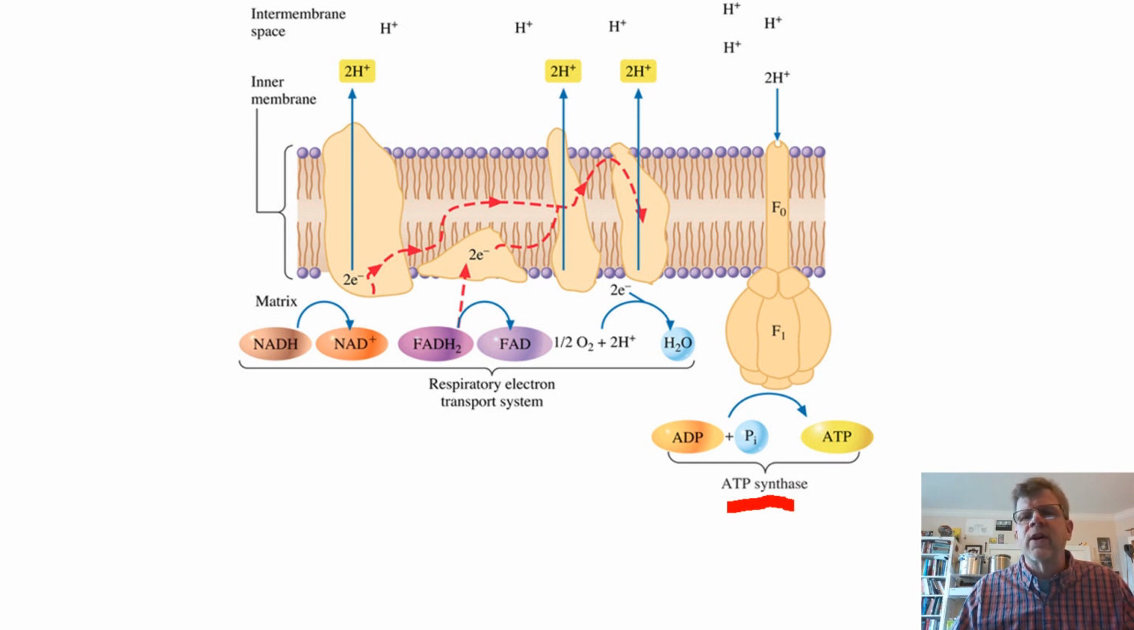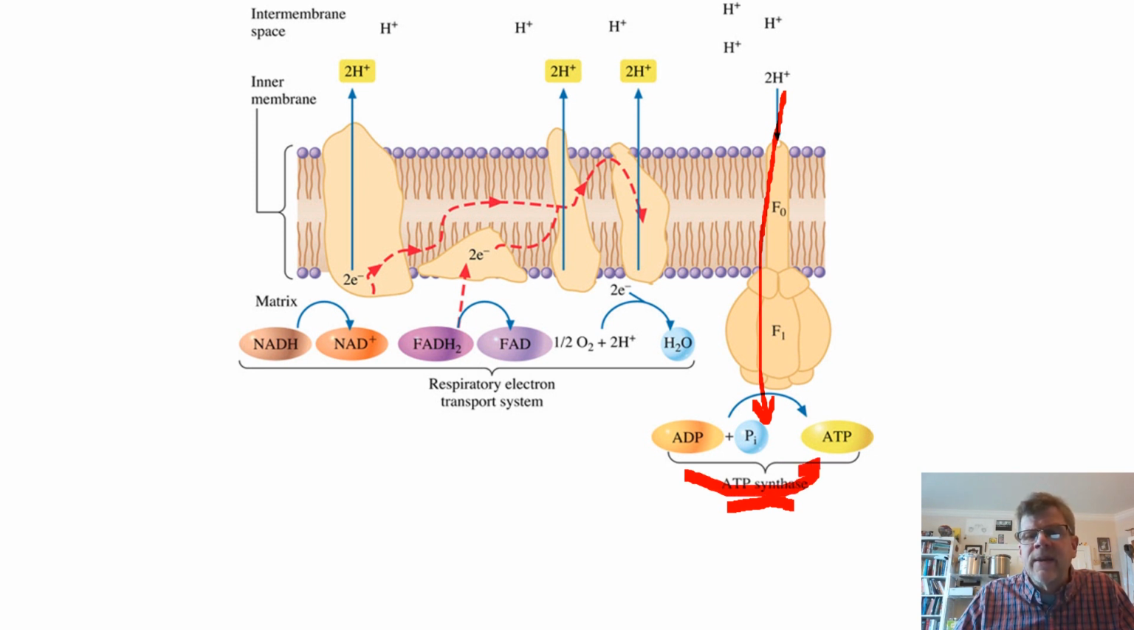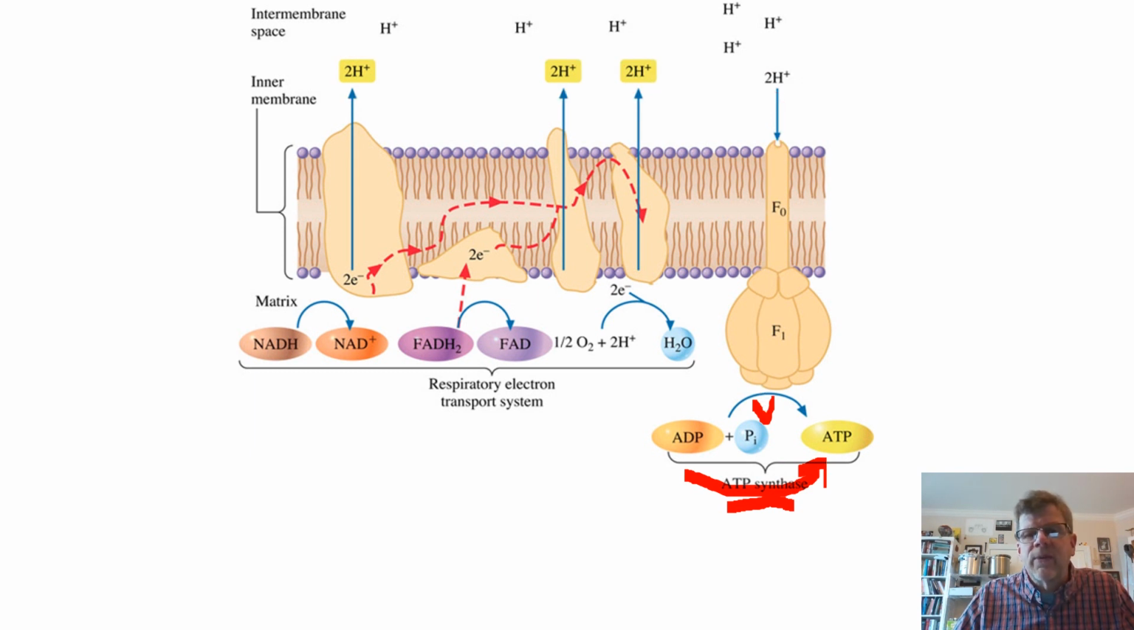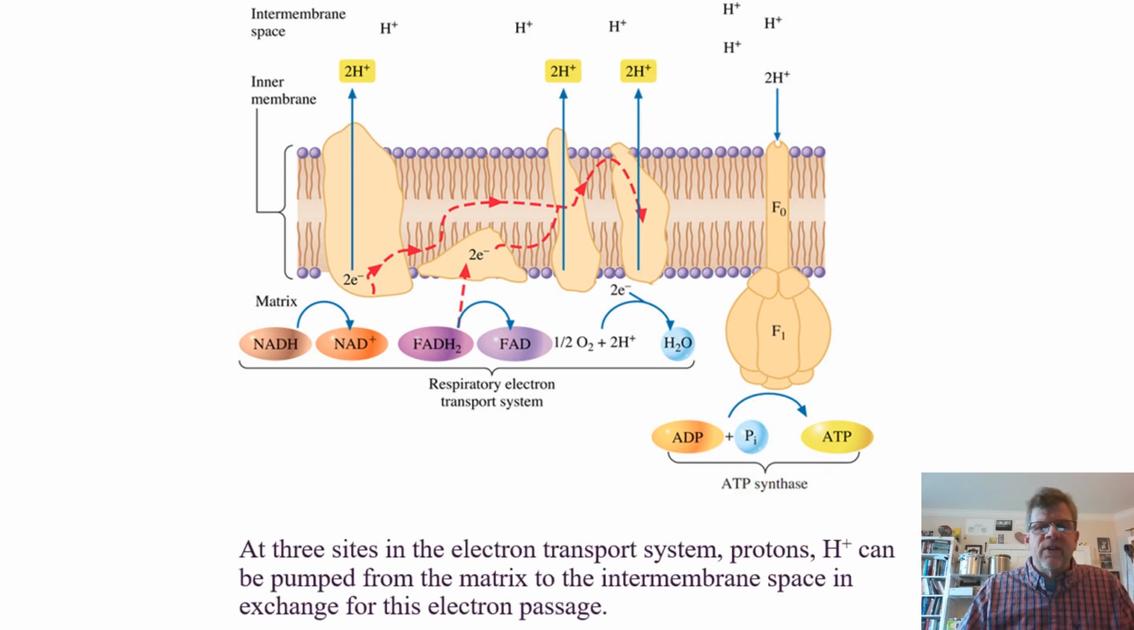ATP synthase allows, in a controlled fashion, 2 at a time, these hydrogen ions to rush through it. For every 2 hydrogen ions that rush through ATP synthase, we drive the formation of 1 ATP. For every 2. So notice now, for every 2 hydrogen ions that are pumped into the intermembrane space, that is going to be the formation of 1 ATP. So we can actually do some simple math to look at that.